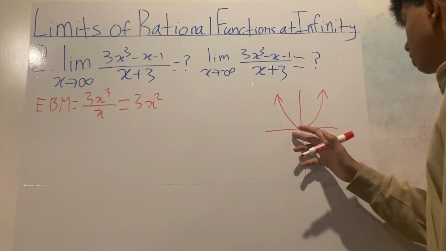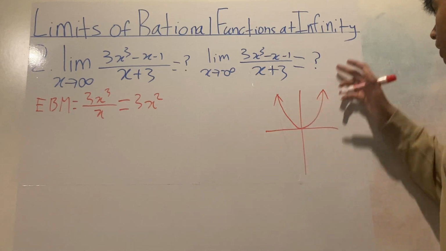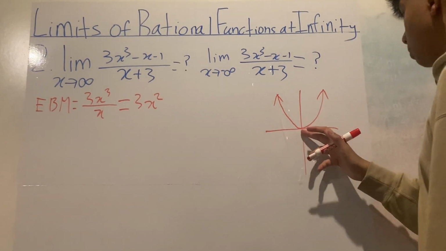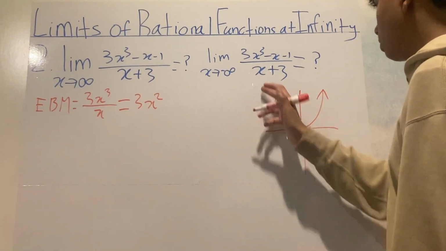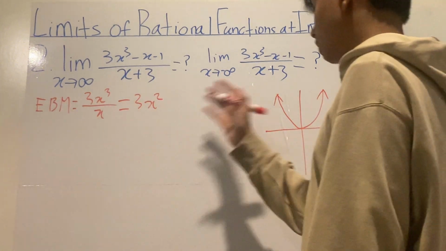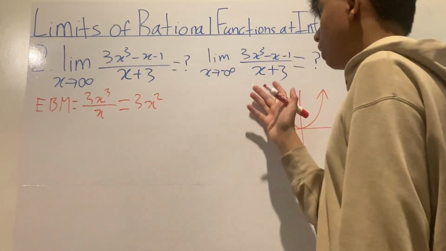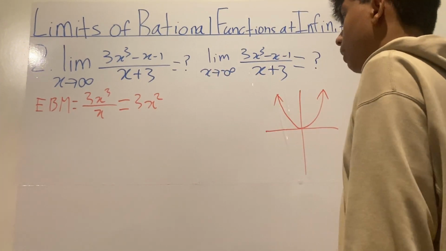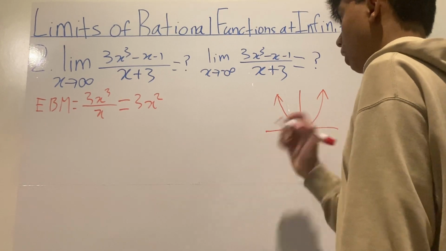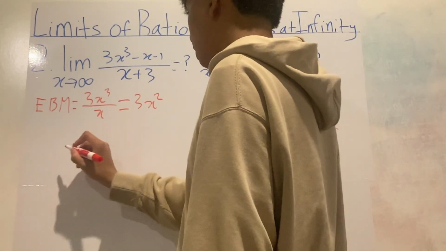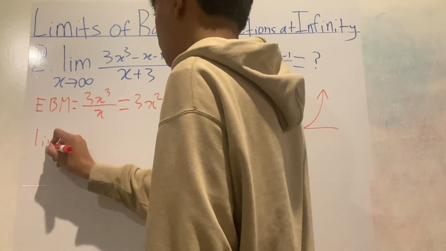And when x approaches infinity, y is also going to go to infinity. And when x approaches negative infinity, y also goes to infinity. So in this case, as x approaches infinity and negative infinity, the result becomes infinity on both sides, but it's not going to be the same for every case. So let's just write out the answer.